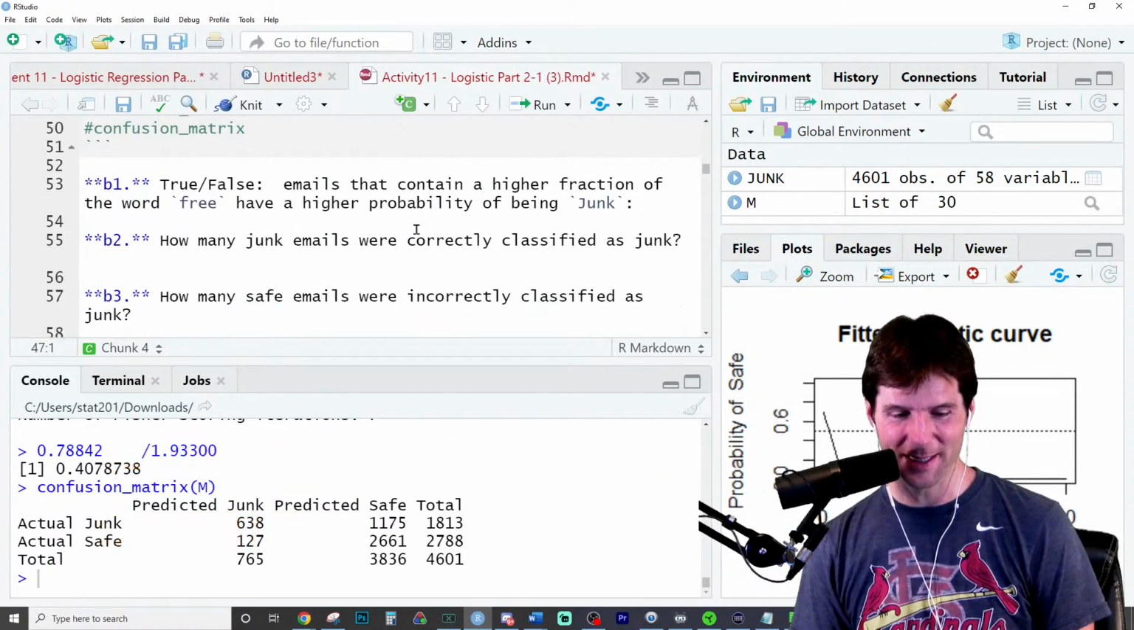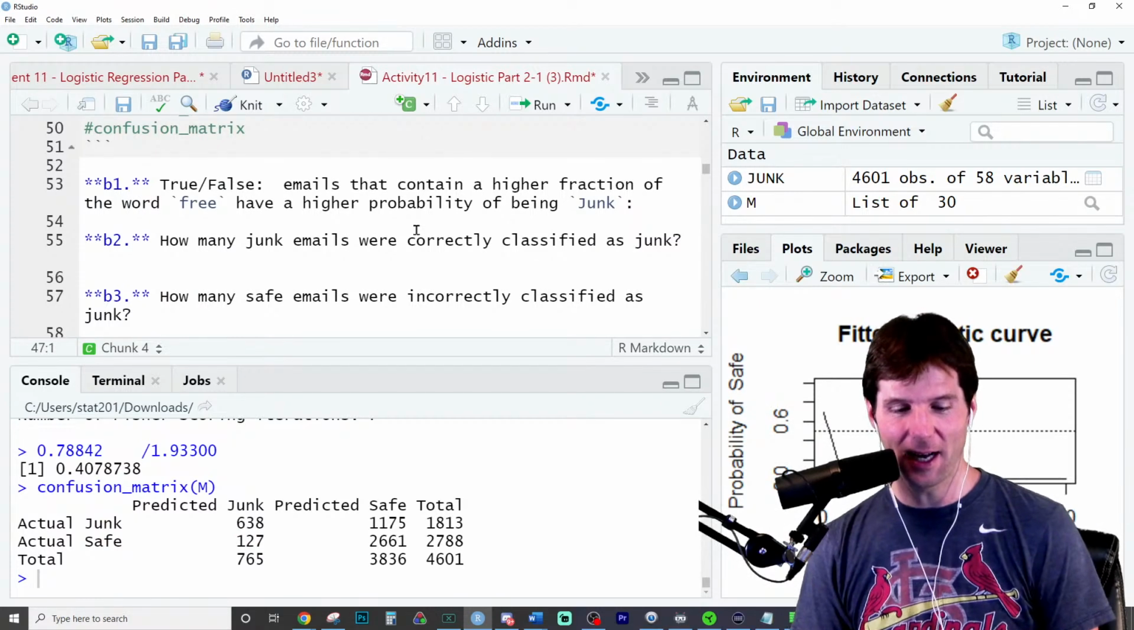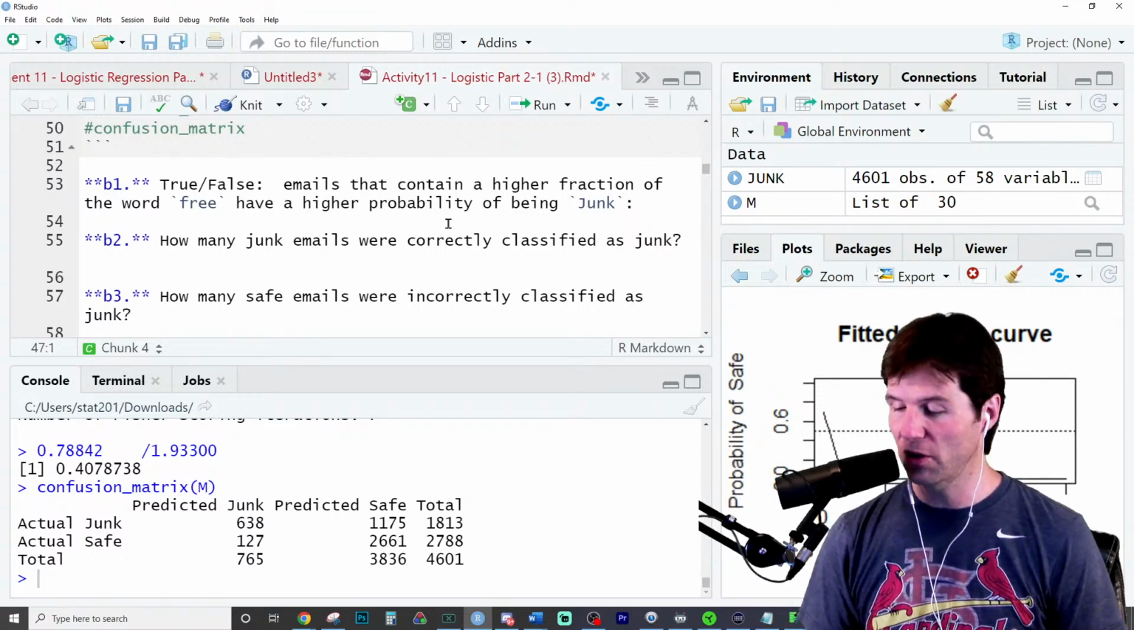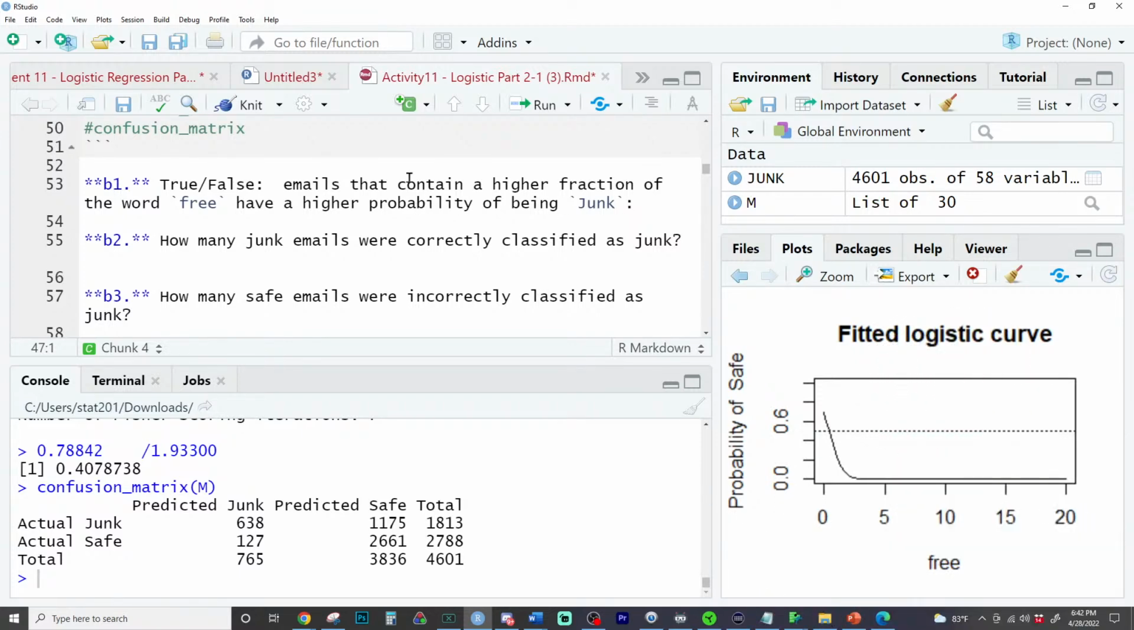There's a lot of good practice. Emails that contain a higher fraction of the word free have a higher probability of being junk. Now be careful, this is true or false. It's worded a little bit interestingly. Remember, this is probability of safe. So emails that say free more often have a higher probability of being junk. True or false? What do you think?